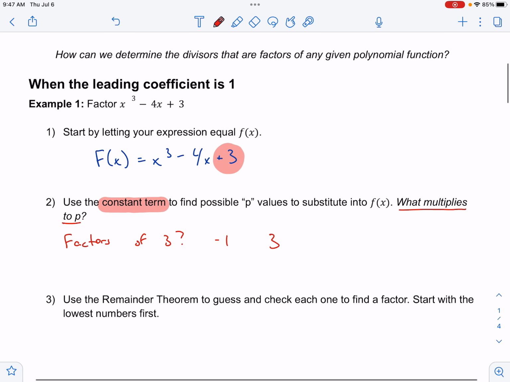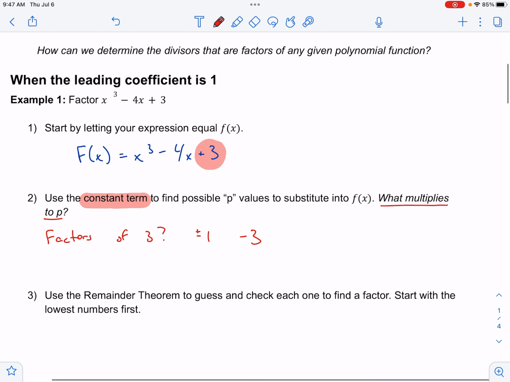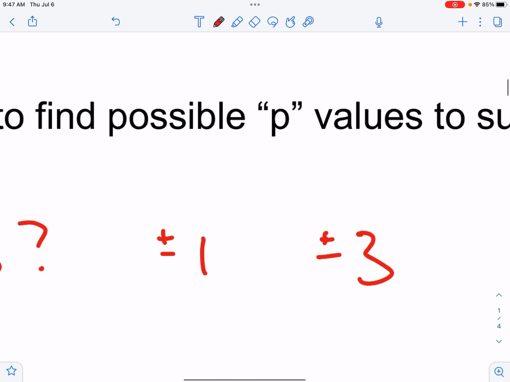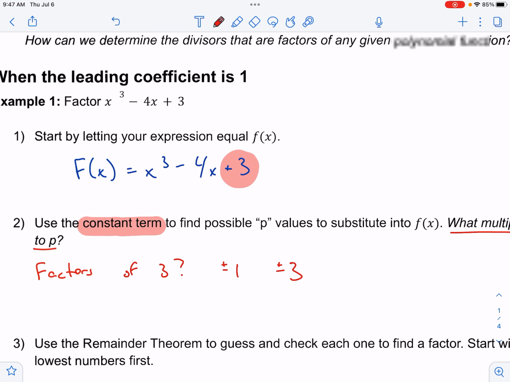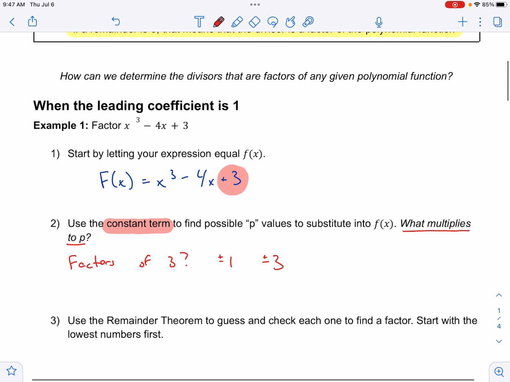So all of our factors, whenever we're doing this, are always going to be this little plus-minus symbol. If you haven't seen that before, it's literally a little plus sign on top of a minus sign, which indicates that both positive and negative are an option. Think about it. In order to get positive 3, I could do negative 1 times negative 3, right? That's the tricky way of doing it, but I could do that. Here are my possible p-values. You'll remember that the p takes the form, when we actually put it in, and we write it as a divisor of x minus p.